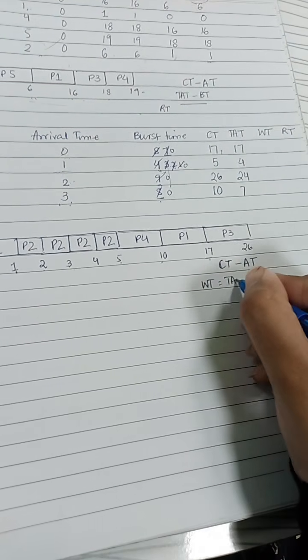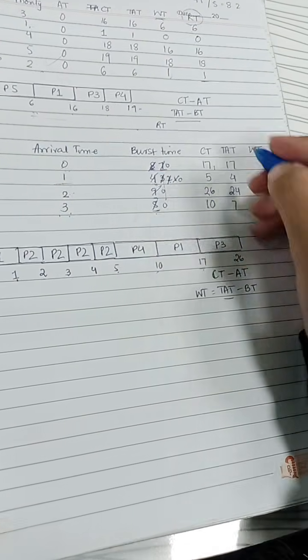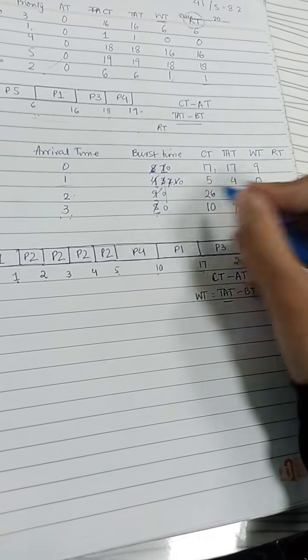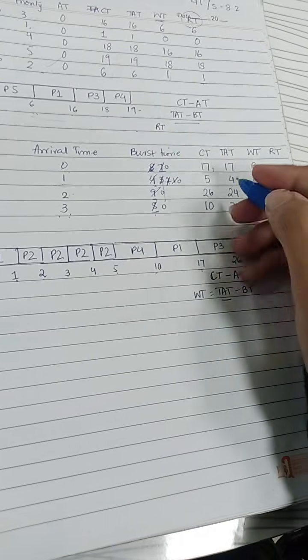Waiting time, we have turnaround time minus burst time. Turnaround time 17, burst time, the initial burst time was 8. 17 minus 8, 9. 4 minus 4, 0. 24 minus 9, I guess 15. Right? 7 minus 5, 2.